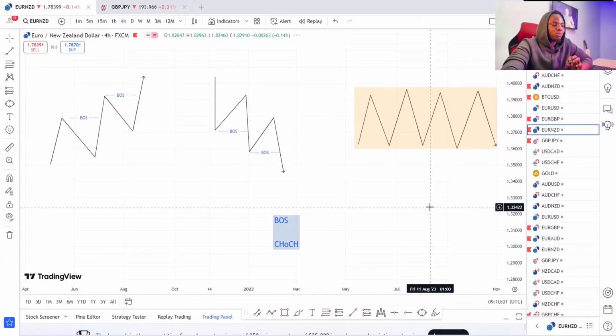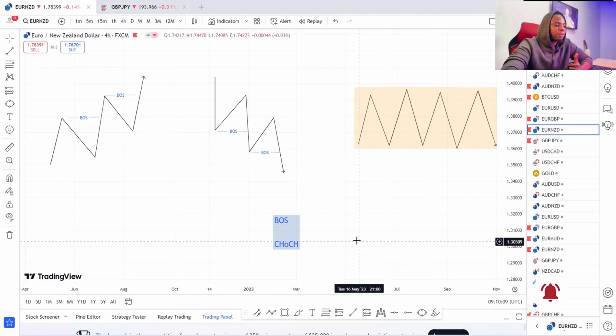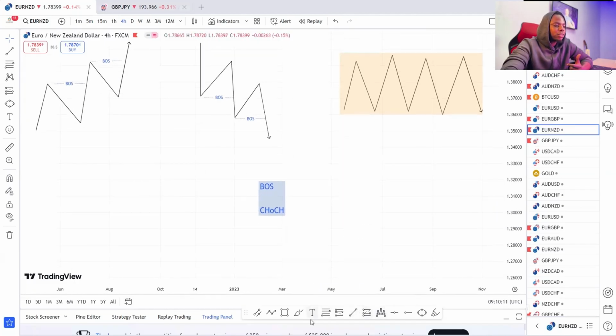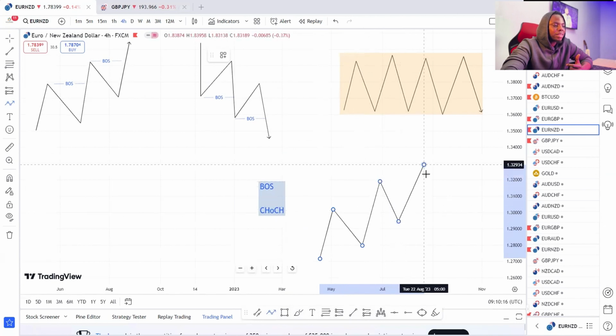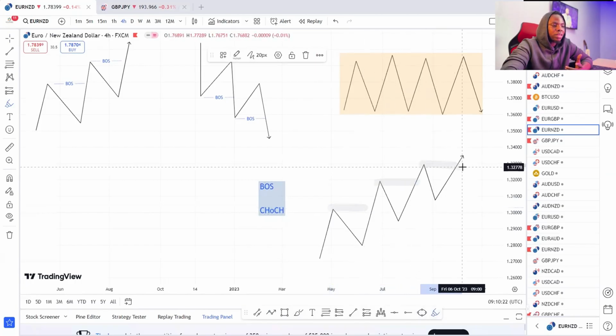The first thing we are looking at is break of market structure and change of character. We all know that whenever we are talking about break of market structure, that is when the market is moving in a particular direction. Let's assume the market is going up. Definitely the market will continue to break structures to the upside. So break of market structure is when the market is moving in a particular direction, so definitely it's going to be breaking structures in that direction.